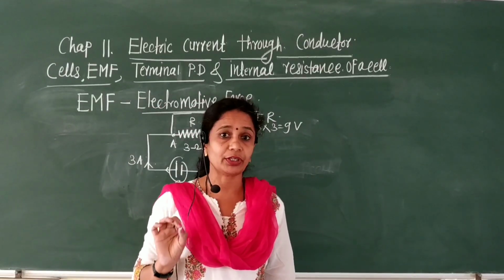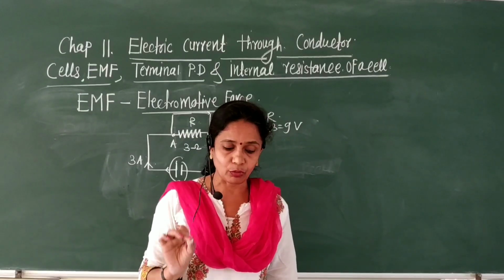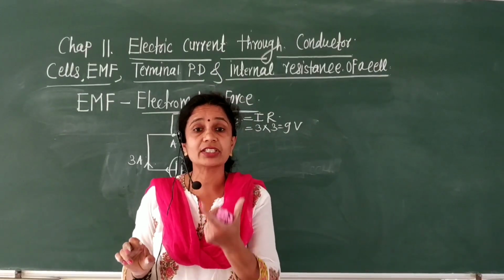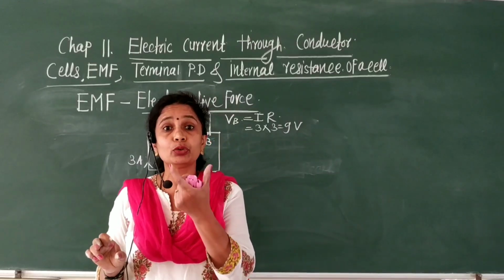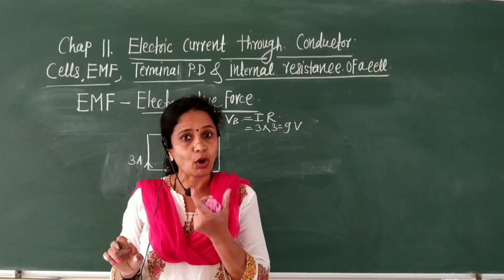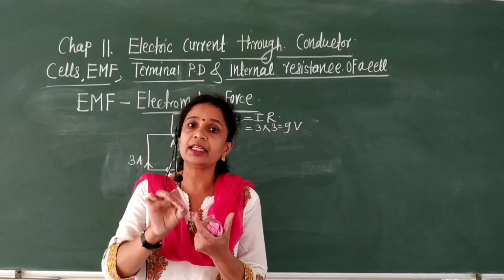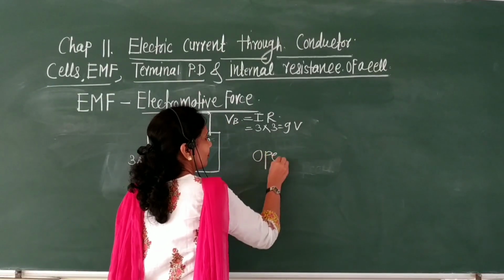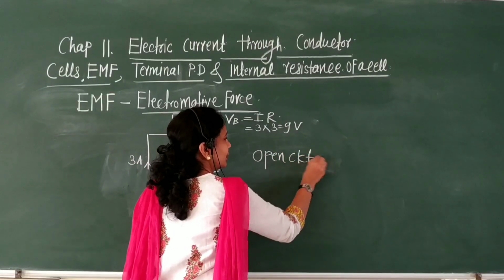Okay, this point is important. Therefore, EMF is defined as the potential difference between the two electrodes of a cell in an open circuit. Open circuit.